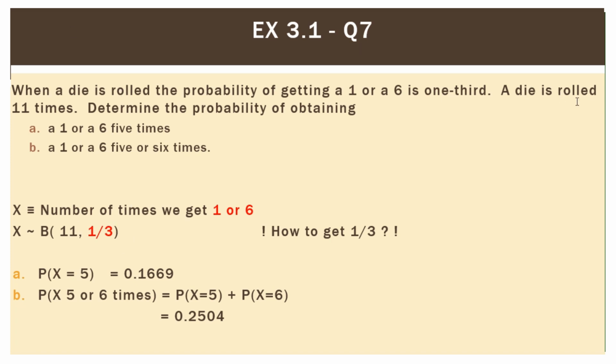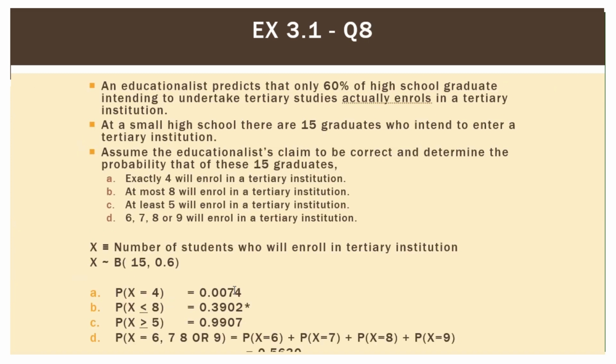Okay, then a die is rolled 11 times. They're telling you that is N. So you write down your event, write down your distribution, answer the question accordingly. 5 or 6 times, you take probability of X equals to 5 plus X equals to 6. Okay, same goes to this question. It's a repetitive thing again.